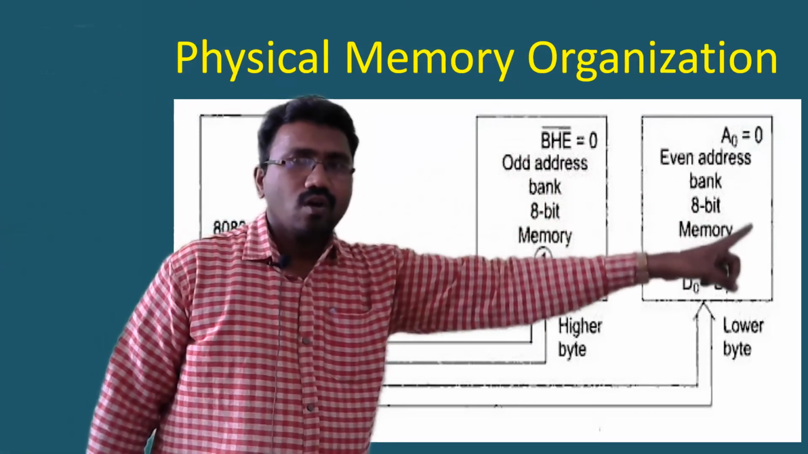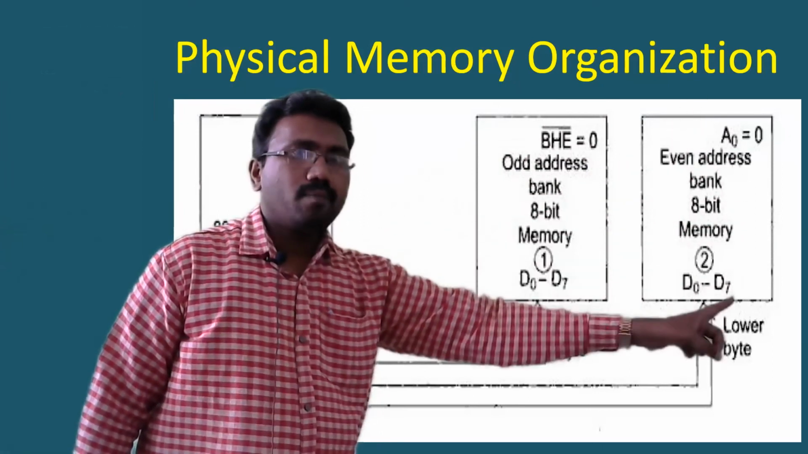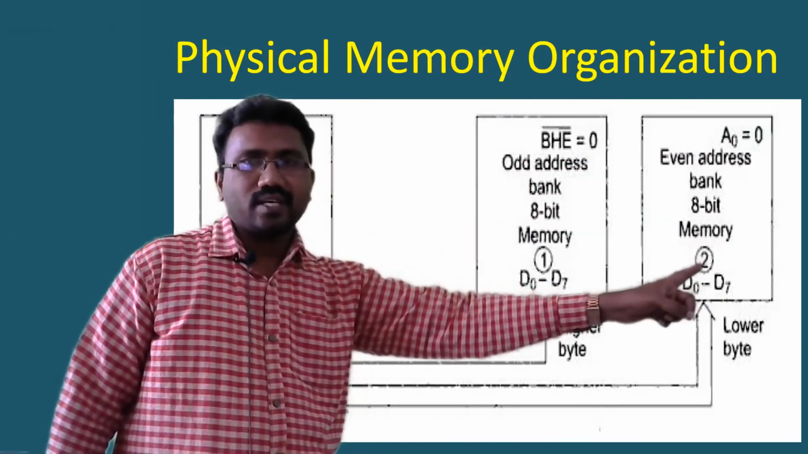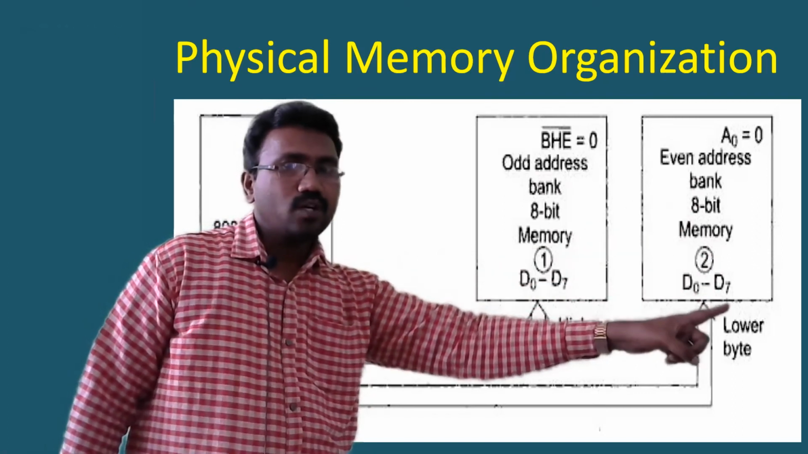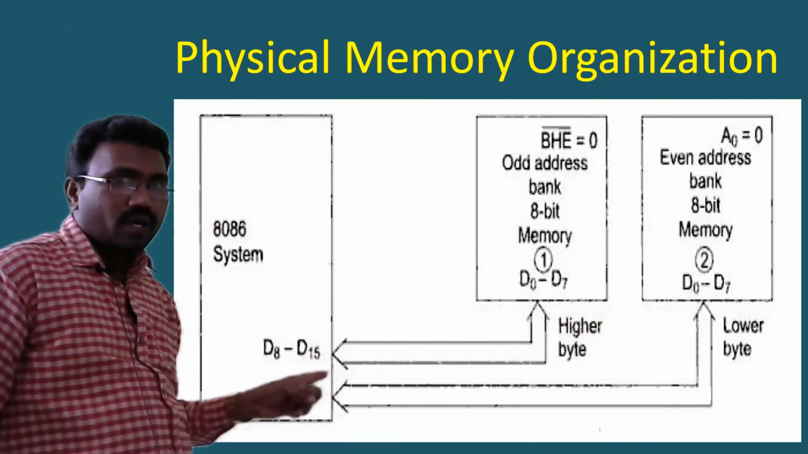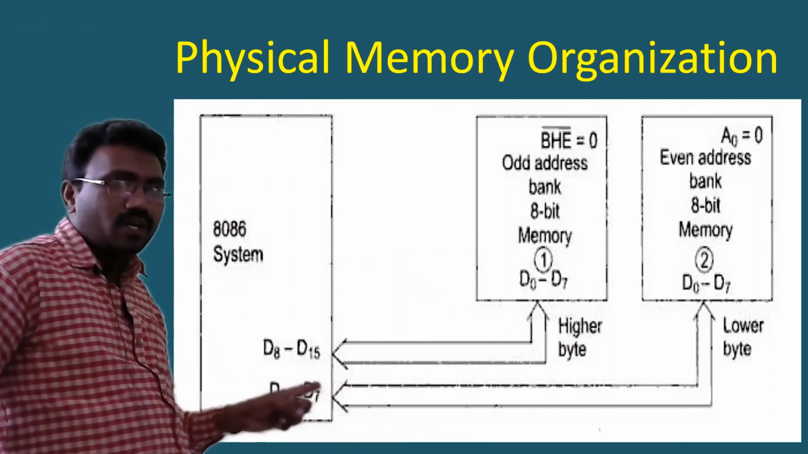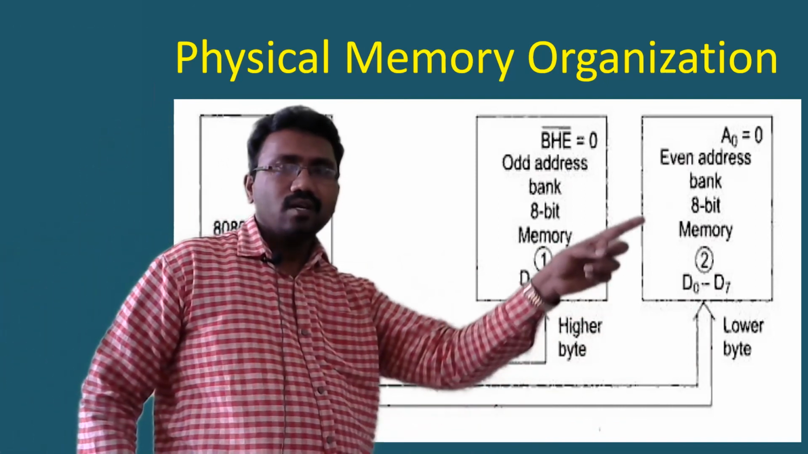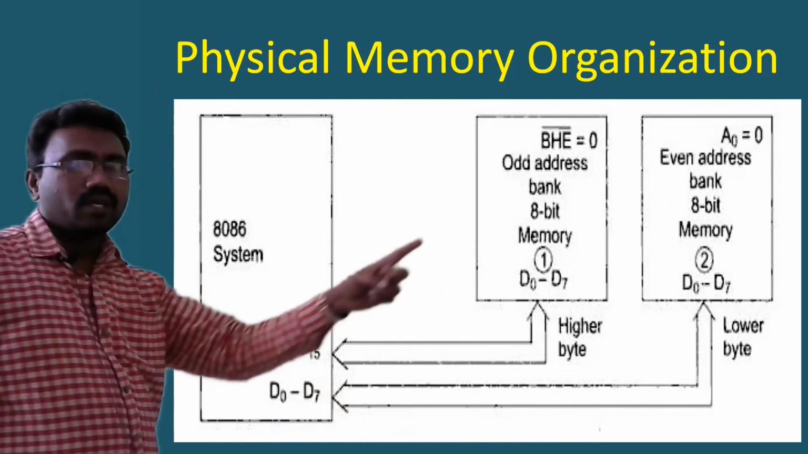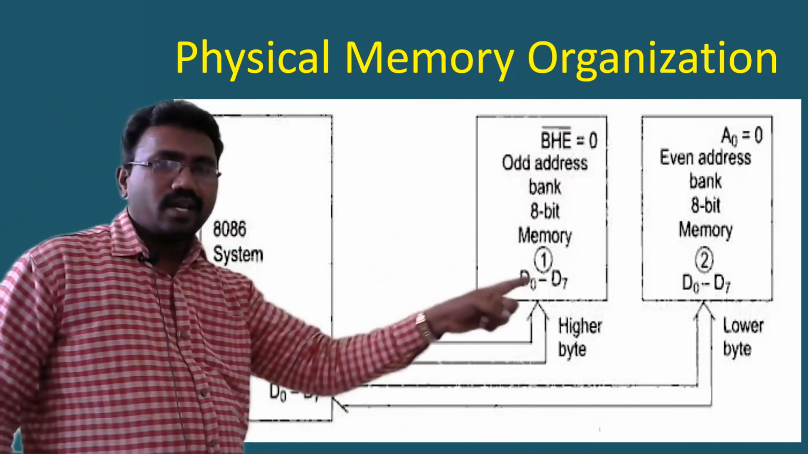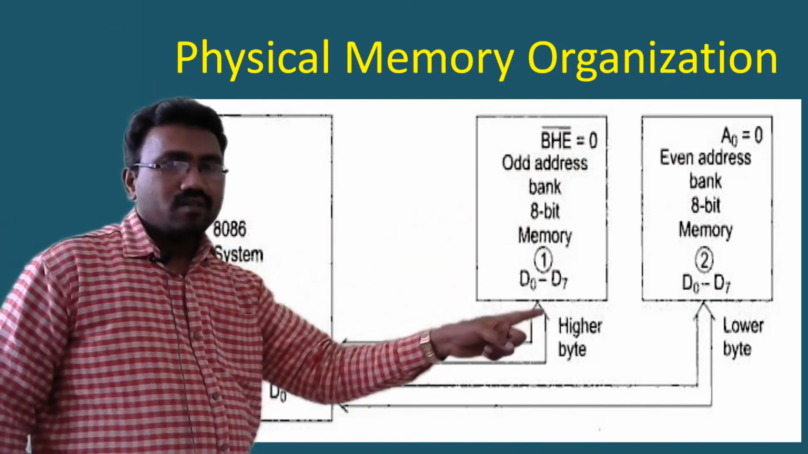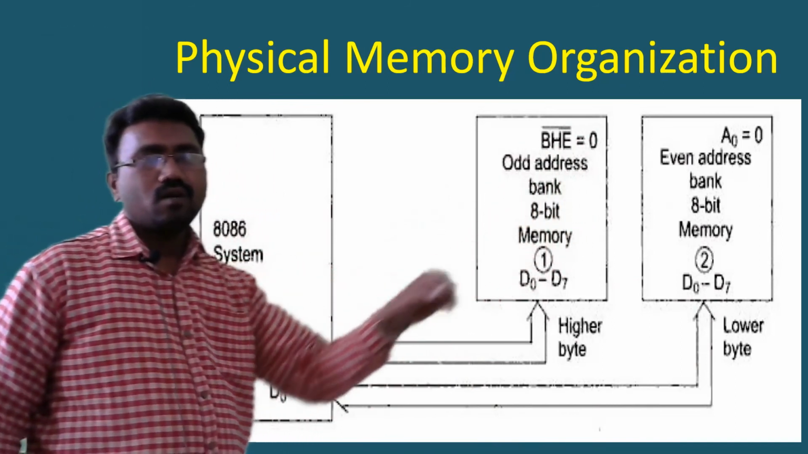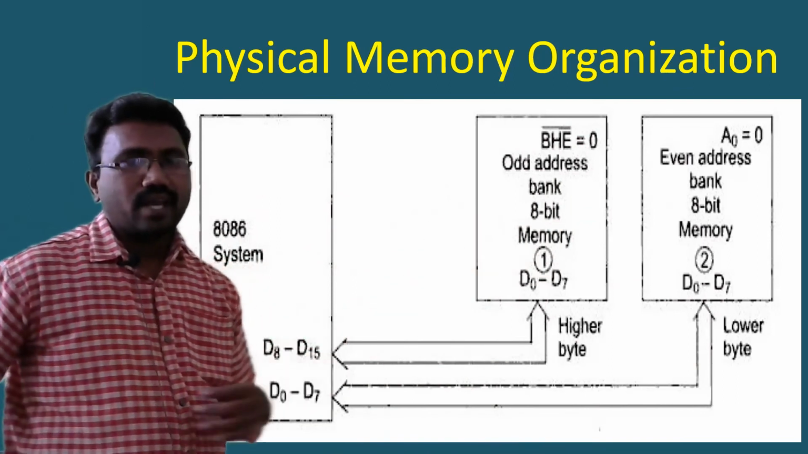If A0 is equal to 0, this is enabled: the even address bank chip is selected to access the data. From one chip at a time, the processor can access only 8-bit data. These 8 bits are transmitted through the lower byte data bus, D0 to D7. If it is a write operation, the even memory bank receives the data through these 8-bit data lines. If it is a read operation, data goes from memory to processor. Similarly, when BHE bar is equal to 0, this one is selected. These are the higher byte lines, D8 to D15. Is it clear? From any one bank, the processor can access 8-bit data at a time.